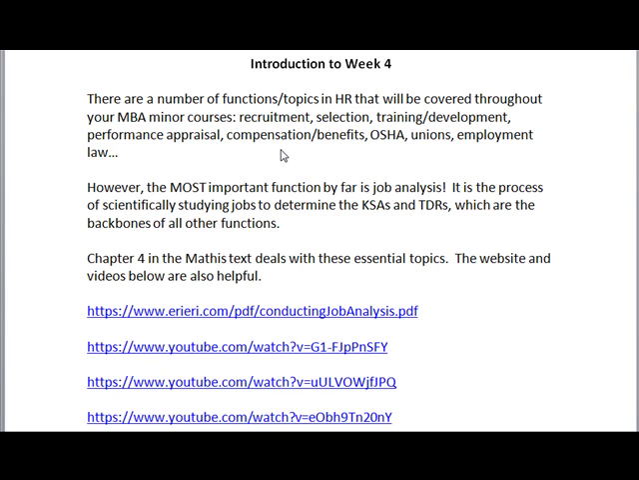Chapter 4 is going to deal with job analysis. It will deal with some other topics as well, but job analysis is a very important aspect of it. You will see here below that I've cited an article and some YouTube videos that will very much go into job analysis and the importance of job analysis, and to a degree how one even does a job analysis.